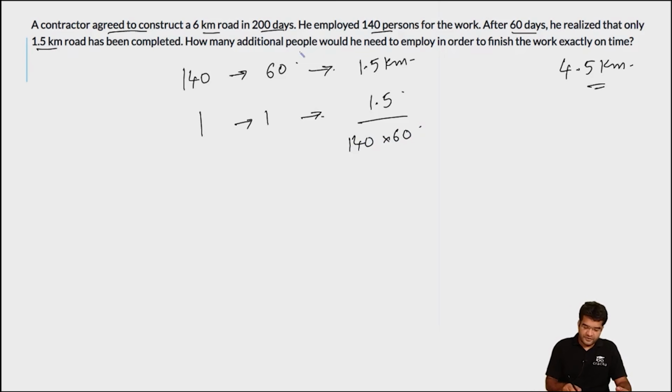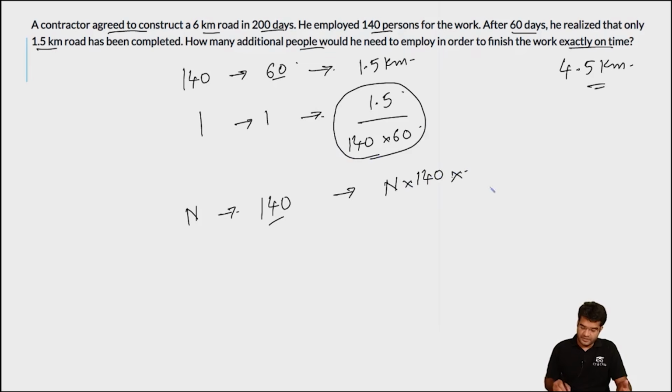Now we are asked to find out how many additional people he would need to employ to finish the work exactly on time. 60 days have already elapsed, so how much time is remaining? 140 days are remaining, and let us assume that he has employed a total of n people. So what is the total amount of road that they would build in 140 days? It would be equal to n into 140 into, as each person in 1 day builds this much road, 1.5 divided by 140 into 60.